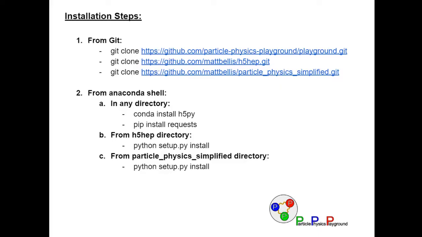Now if all that wasn't clear, this is just a quick summary. The first step would be to git clone all of these three repositories. Once you've done that, you'll open whatever Anaconda shell you're using, and from any directory, run the commands conda install h5py, and then pip install requests. Then navigate to your h5hep directory, wherever you put that, and run the command python setup.py install, and then navigate to your Particle Physics Simplified directory, and run the same command.